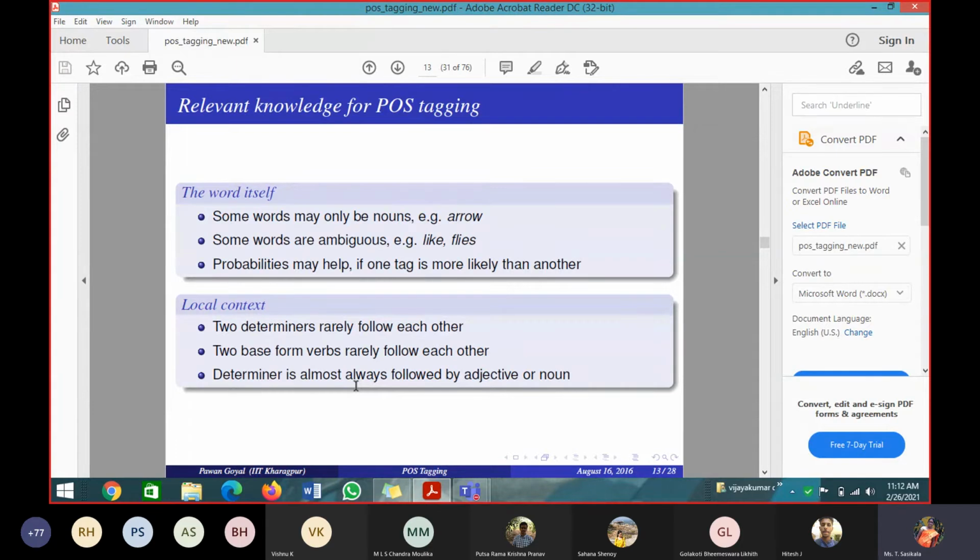Determiners are mostly always followed by an adjective or a noun, like the boy, the cat. This type of knowledge is also local context. You should have some local context knowledge. This terminology is morphotactics. I have not given the definition of morphotactics here, only some rules, because I want you to think and tell what it is. What is morphotactics?